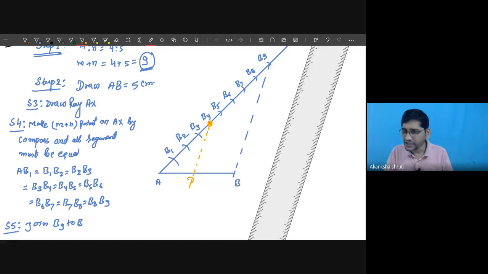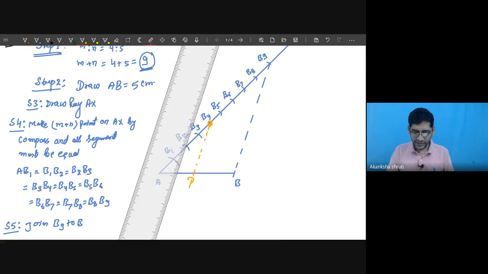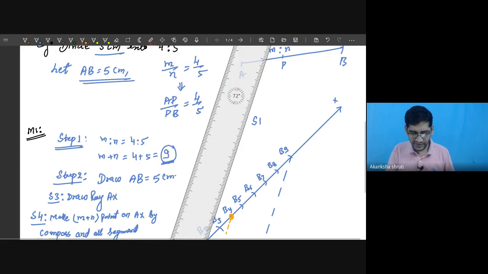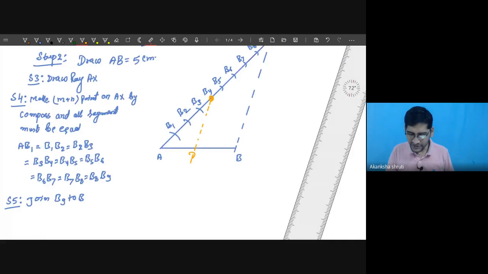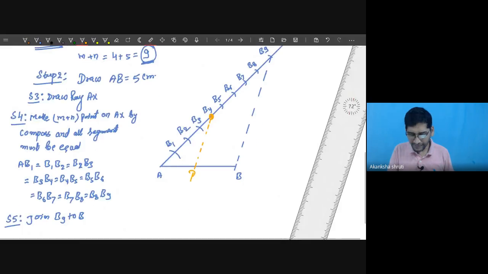But the question is how to draw this parallel line. That is another question. And you have to construct it exactly with the help of the compass and protractor. Okay, students? So how to construct it? For that, I'm going to write the steps. So the ultimate purpose is to draw a line B4P parallel to B9B so that these two triangles become similar. This length becomes 4, in the ratio, and this length becomes 5. Okay, students? It is like this.